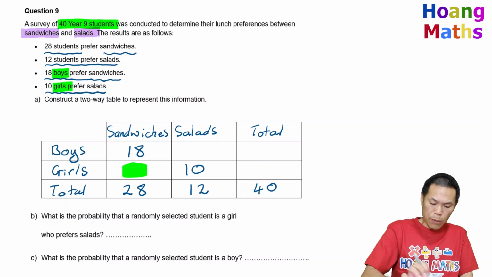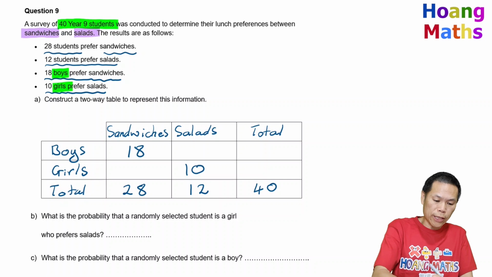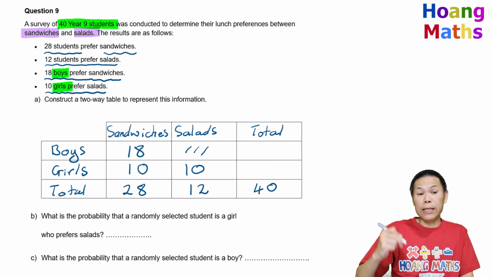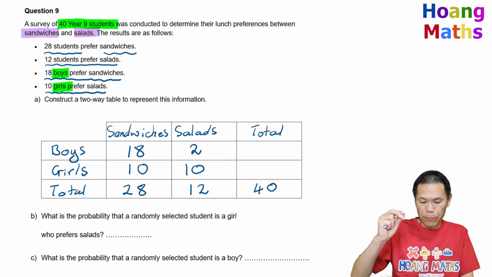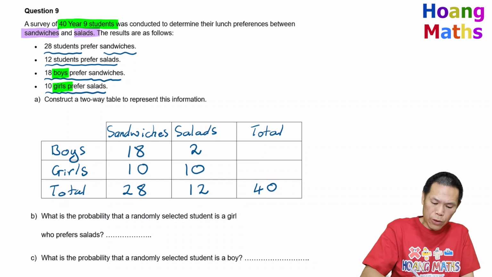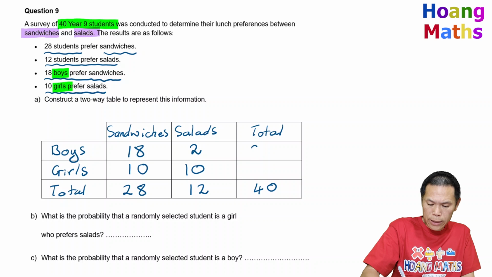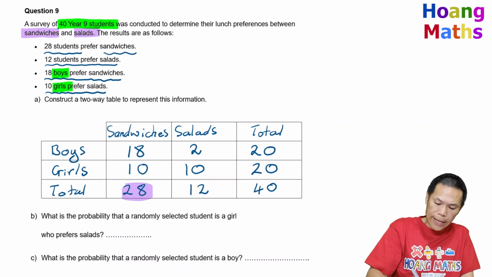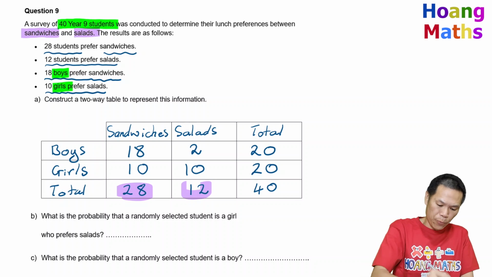So 18 plus a number gives me 28. So we just go 28 minus 18, which gives me 10. And then we can fill up this box by 12 minus 10, which gives me 2, because 2 plus 10 is 12. So now we can work out the number of boys by 18 plus 2, which gives me 20. 10 plus 10 is 20. So there you go. You can see that 28 plus 12 gives me 40 as well. So it's correct, right?